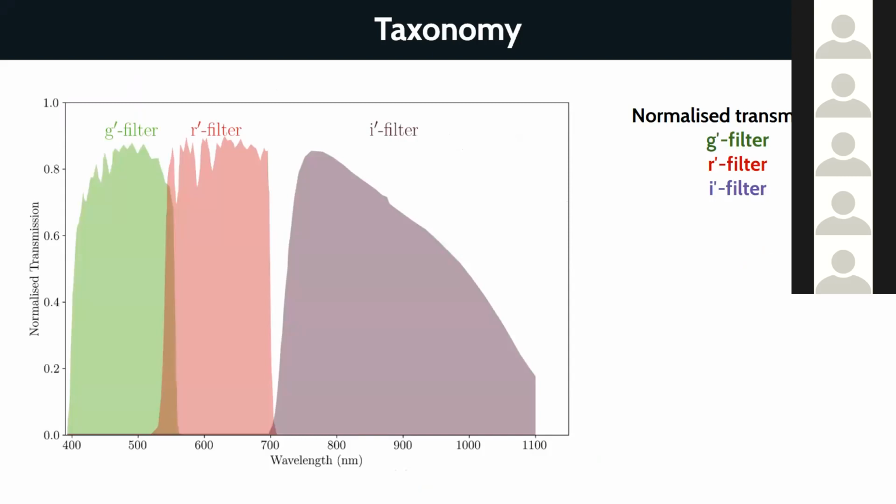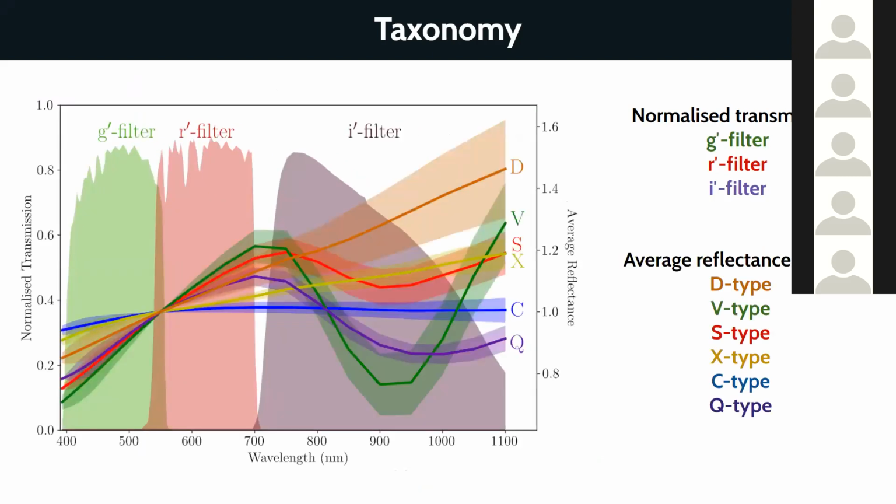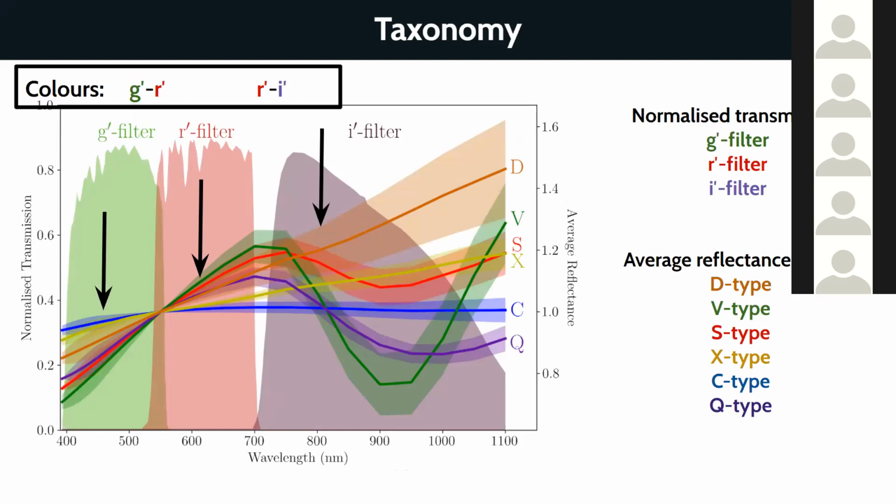Starting by just looking at the transmission curves of the G, I and R filters on the 40-inch. If we then plot the average reflectance spectra of 6 different taxonomic types on top of that, and we only look at a few key wavelengths and calculate the colors, then we can still differentiate between these different taxonomic types. The color is basically the slope, and you can see that all of the different taxonomic types have a different slope in this region and in this region.